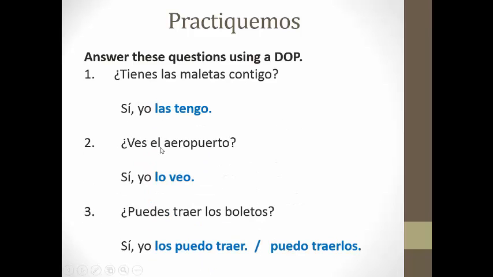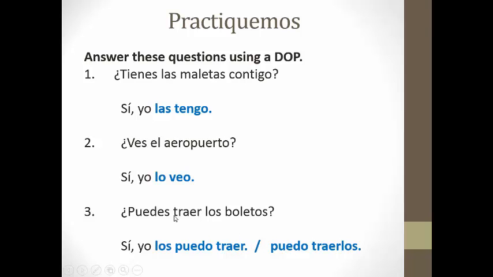Okay, repasemos. Number 2, do you see the airport? Yes, I see it. Sí, yo lo veo. Number 3, you've got 2 verbs here, so be careful. Puedes traer los boletos. Can you bring the tickets? Yes, I can bring them. Okay, so option 1, sí, yo los puedo traer. With option 1, I put my direct object pronoun in front of the first verb. In option 2, puedo traerlos, I attached my direct object pronoun to the second. Both of these are absolutely correct.